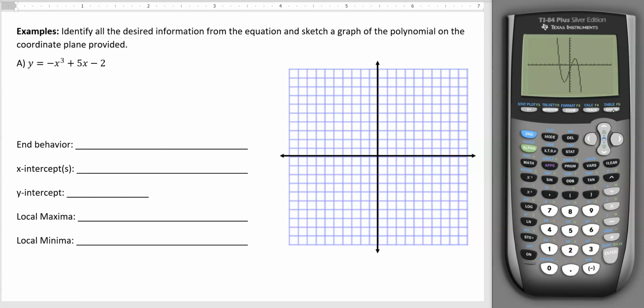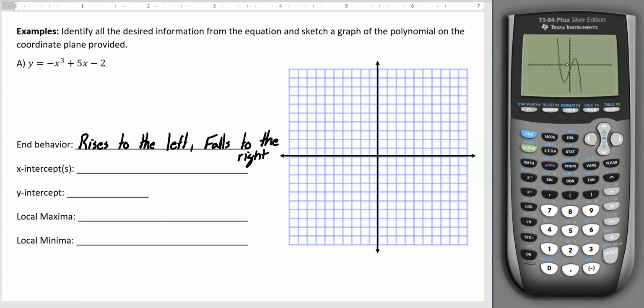Okay. So the first thing it asked me for is my end behavior. Remember, this is what we did last objective. I really don't need the graph for this. I have an odd degree with a negative leading coefficient. So that tells me this rises to the left and falls to the right. It's going to be hard for me to fit this all in. There we go.